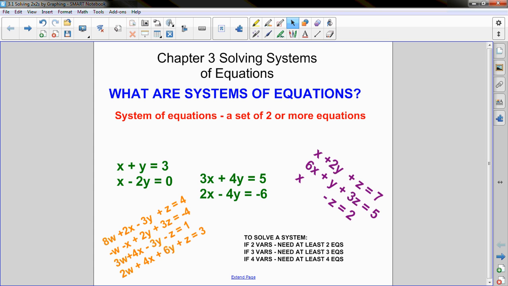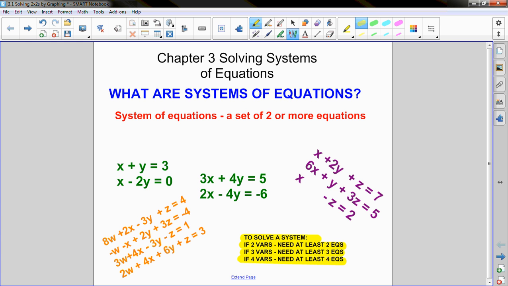I have some examples of them for you, and if you notice, I'm going to look down here to solve the system. If you've got two variables, you're going to need two equations. If you have two equations, you will need at least two variables to solve them. If you have three variables, you're going to need at least three equations. Three variables, three equations. Two variables, two equations. Four variables, four equations.